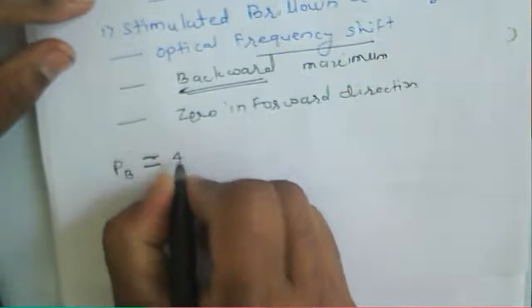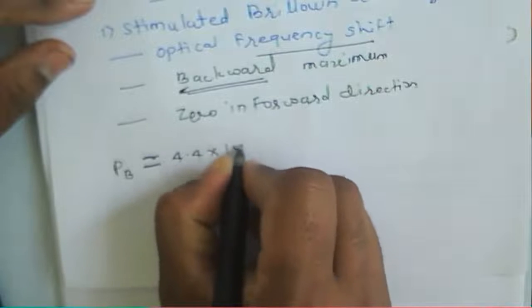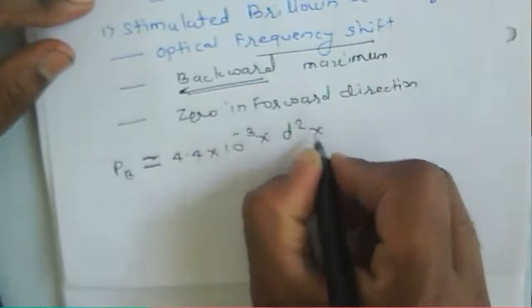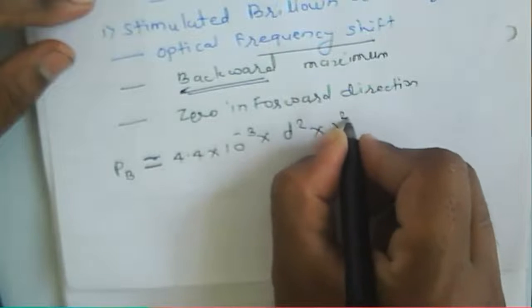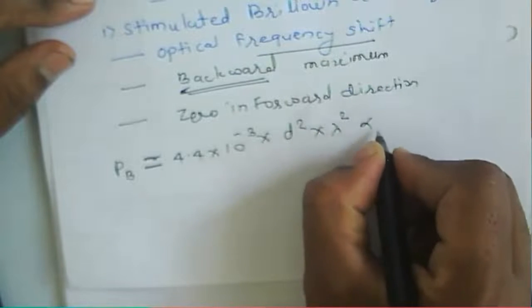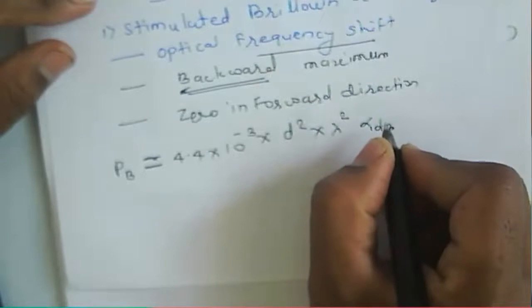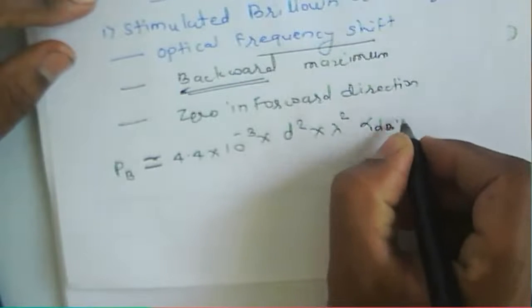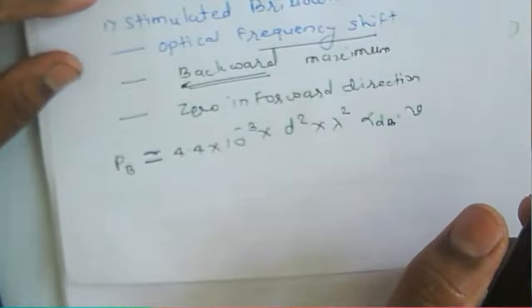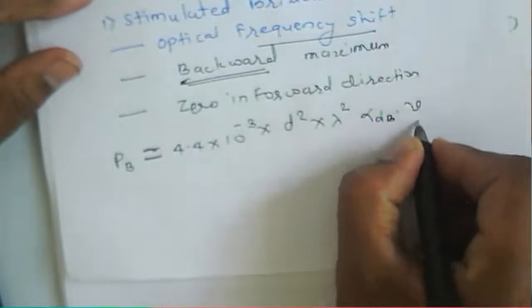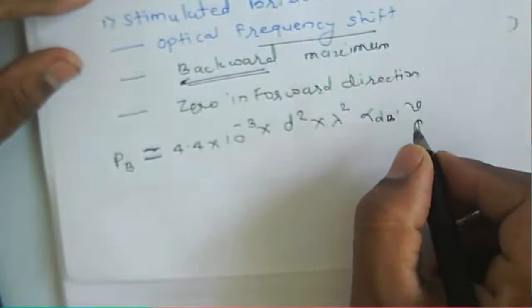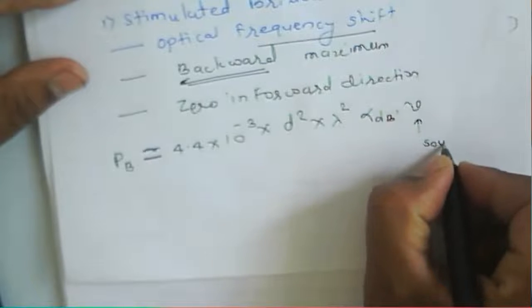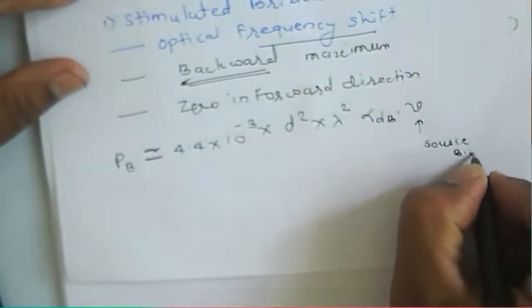Pb is equal to what? 4.4 into 10 to the power minus 3 into d square into lambda square, and we have alpha dB, that is the attenuation per kilometer, and depending upon the source bandwidth, if it is a laser fiber, then it will be in gigahertz. This is about your source bandwidth.